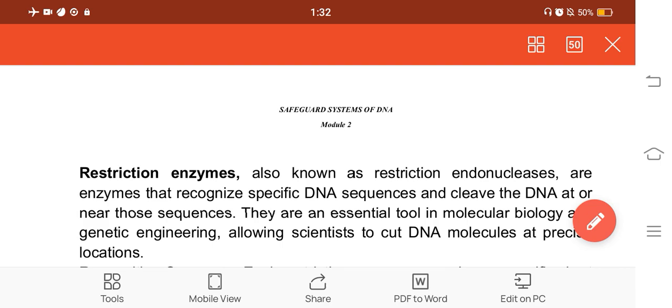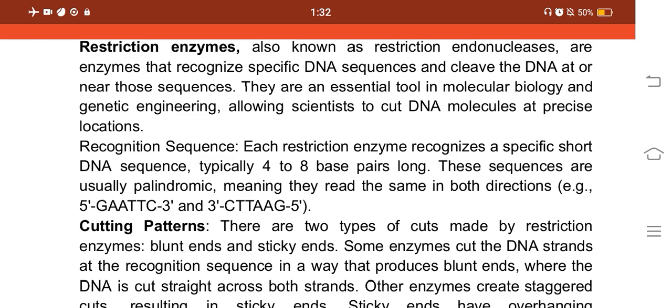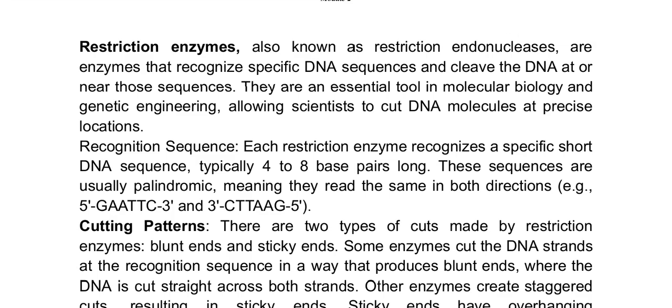Restriction enzymes, also known as restriction endonucleases, are enzymes that recognize specific DNA sequences and cleave the DNA at or near those sequences. They are an essential tool in molecular biology and genetic engineering, allowing scientists to cut DNA molecules at precise locations.